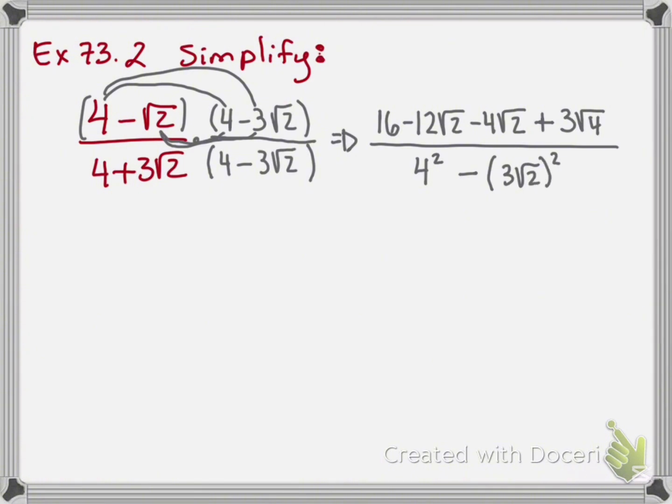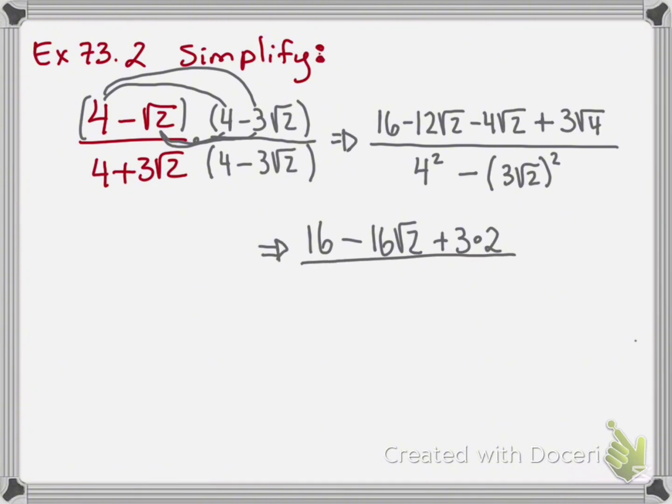When we simplify that, remember that we're going to have 16 minus, and we add 12 minus 4. Negative 12 minus 4 is negative 16 square root of 2 because they're like terms. And then that other one we can simplify. The square root of 4 is 2, so we just put a 2. Remember, the square root of 4 is 2, not square root of 2. It's just a 2 without the square root, without the radical.